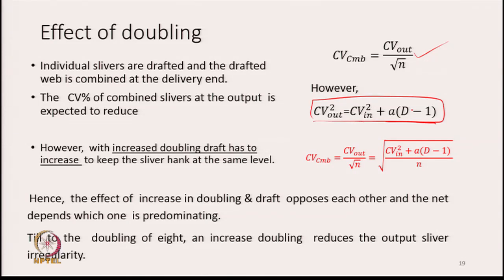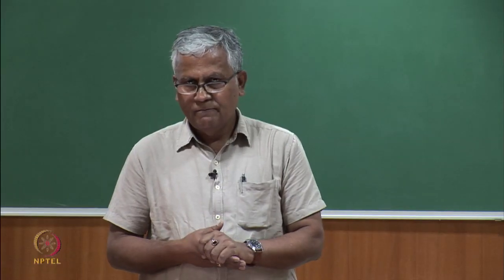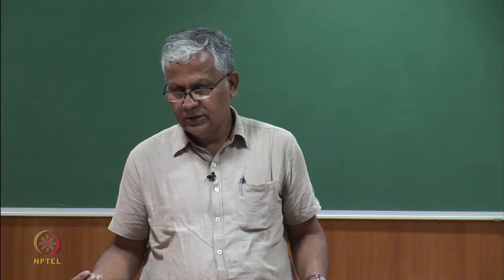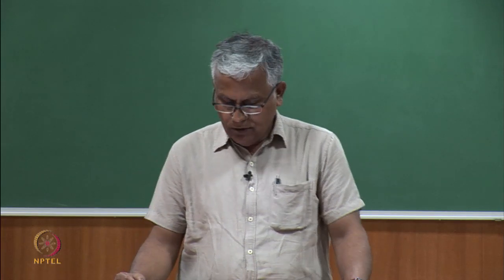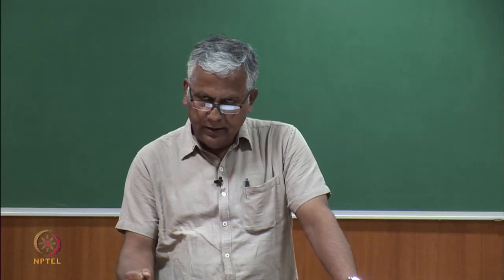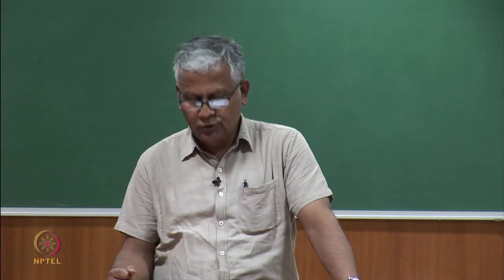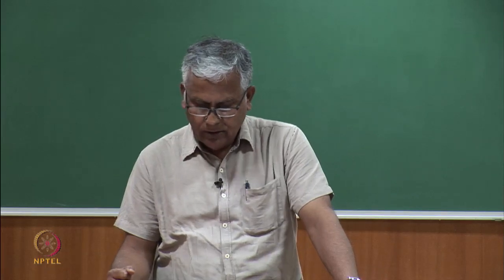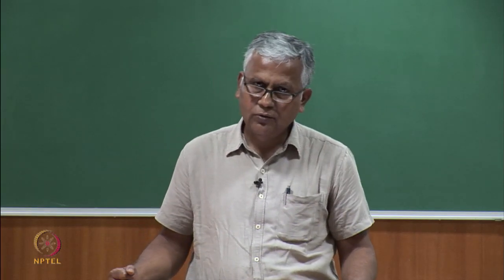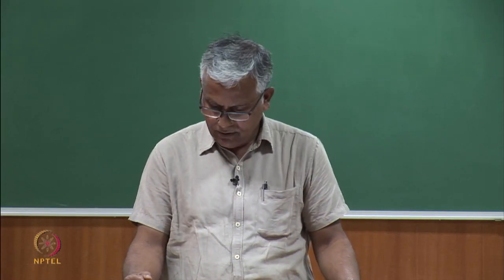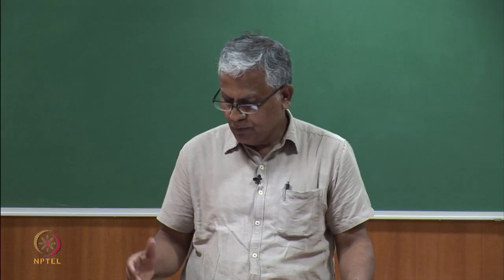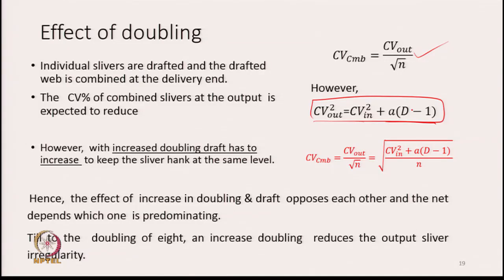So, if I go from 4 slivers to 6 slivers, the input bulk is more. Therefore, to keep the output sliver linear density the same, I have to increase draft. So, more doubling means more draft too, and hence if the draft is more, we have seen there will be an increase in irregularity. So, we see there is a positive influence and a negative influence on irregularity because of doubling.